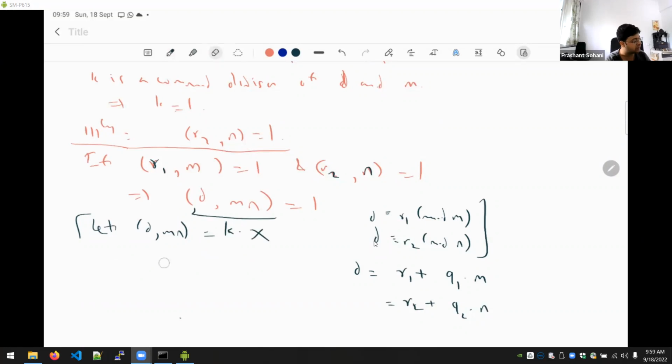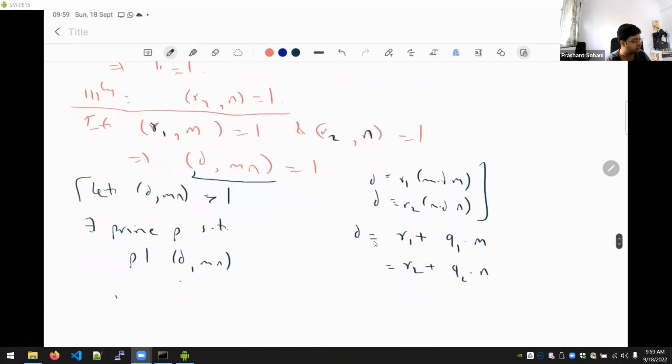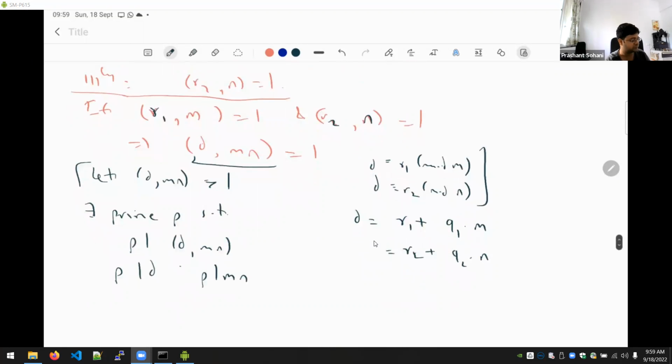Why don't we claim this, that let the GCD be greater than 1, okay? So there will exist some prime number P such that the prime number P divides the GCD of D and MN. Okay, in other words, that prime number divides D and P divides MN. Now what will happen?